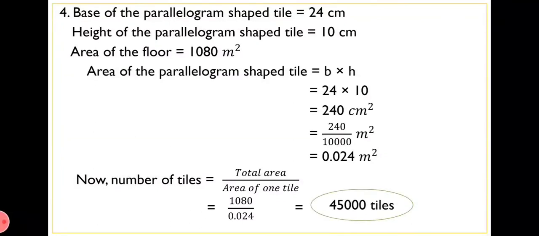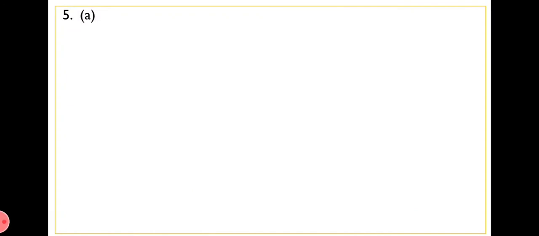So 45,000 tiles are used for the flooring of the given area. Now next question, that is question number 5. An ant is moving around a few food pieces of different shapes scattered on the floor. For which food piece would the ant have to take a longer round?